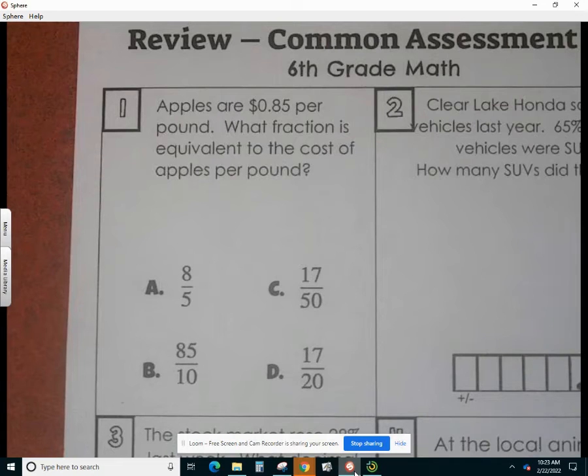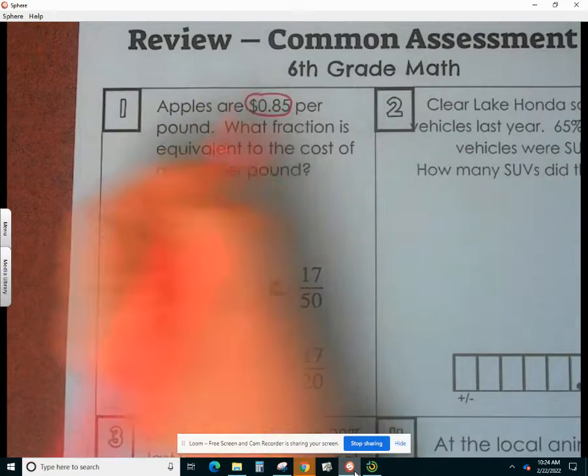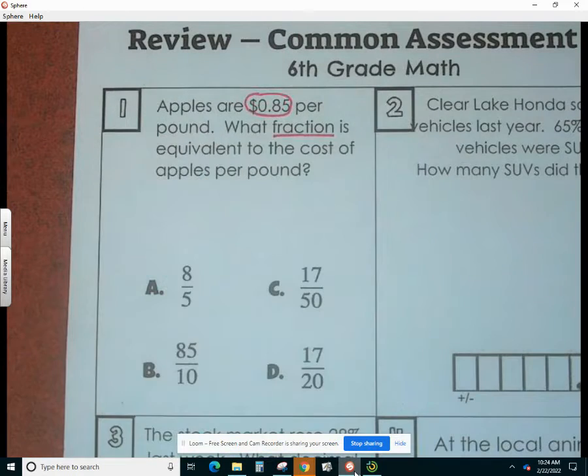Okay, guys, we have a test tomorrow over percents. And so this first question, they have given us a price in cents. So it says 85 cents. That's how much apples cost per pound. What fraction is equivalent to that cost? So they've given us a decimal and they want a fraction. Remember that we've learned how to convert between fractions, decimals, and percents.